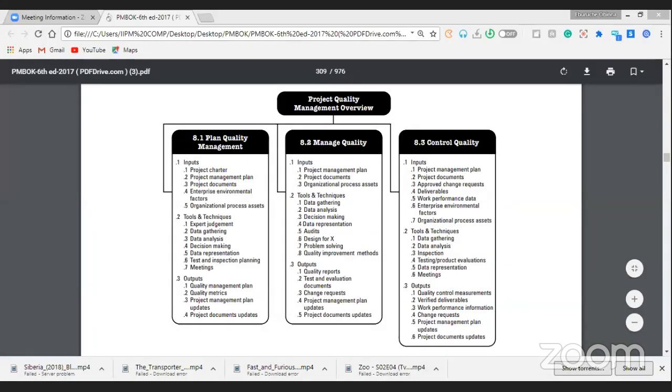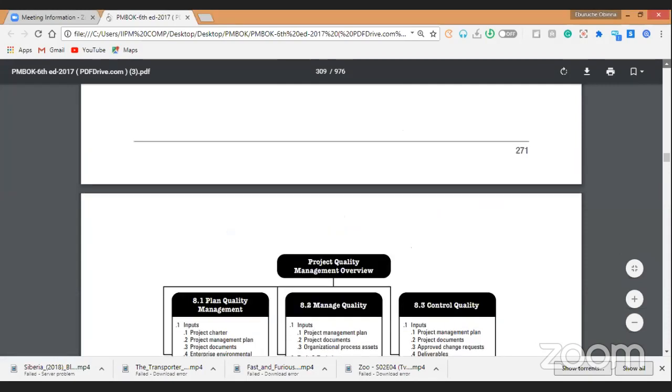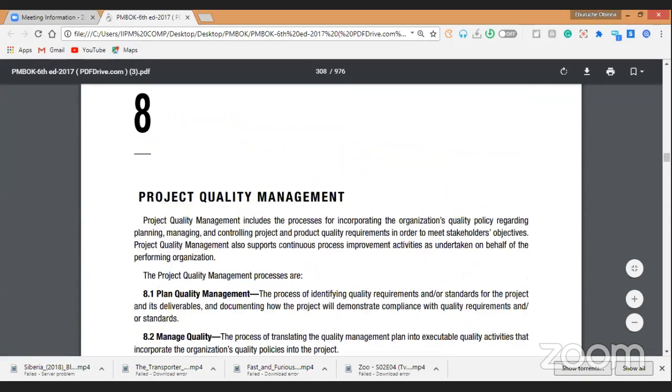So I'm going to be sharing my screen, and I'm going to be using PMBOK. I'm going to be explaining straight from PMBOK. So if you have your PMBOK with you, maybe we could be doing it together. I don't want to use slides this morning. I want to use PMBOK straight, so we could capture everything that needs to be captured.